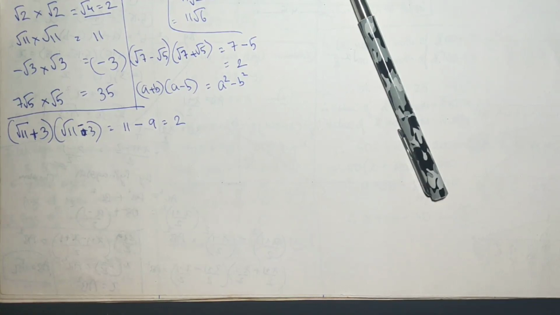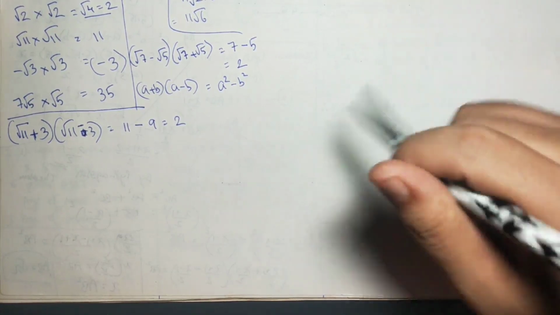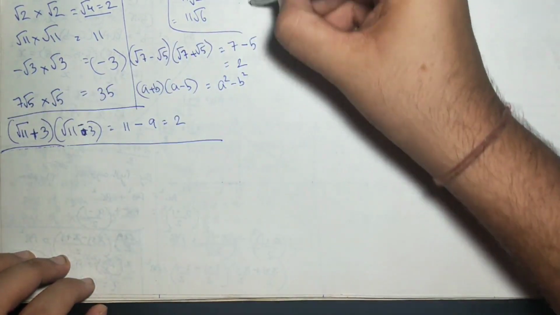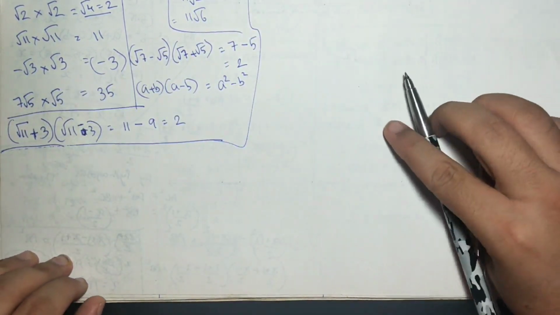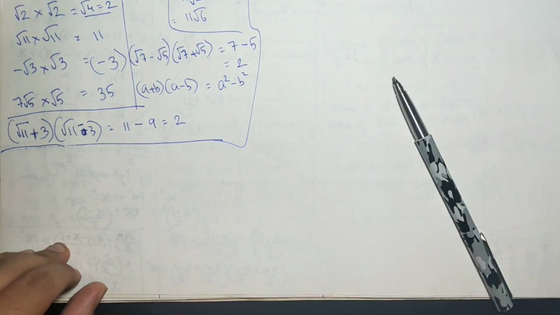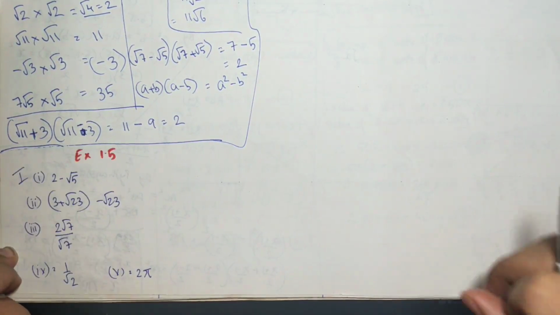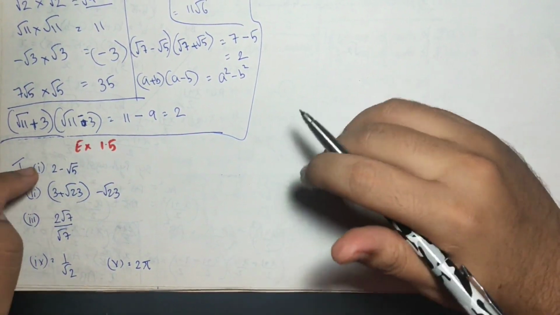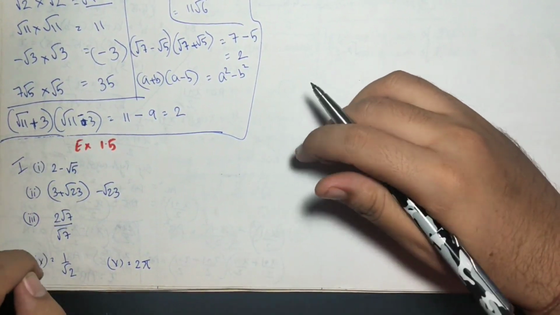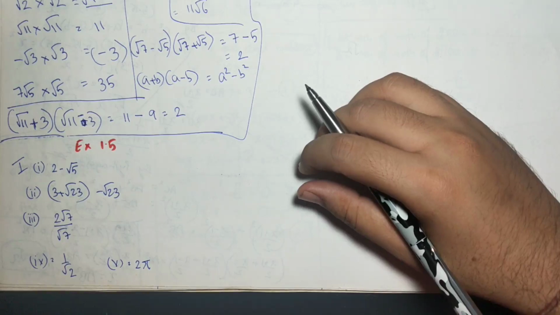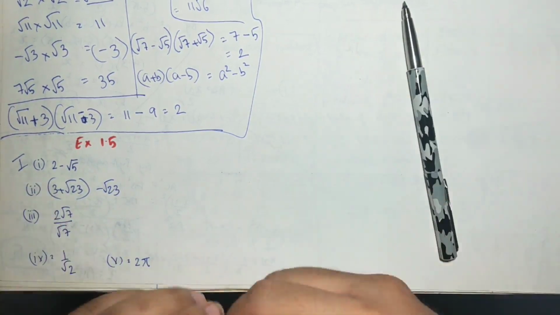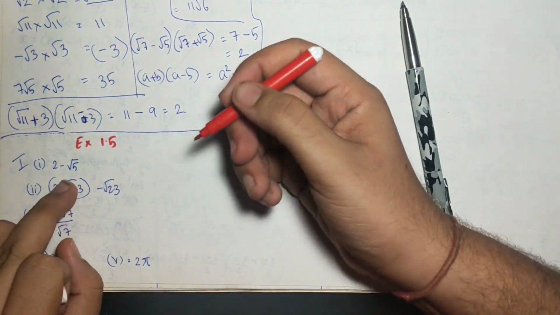I will be explaining this part using textbook sums only. So let us start with exercise number 1.5, and we'll go further with that only. This is the first question of exercise 1.5. They have given us some numbers and we have to classify whether they are rational or irrational. I will be writing R for rational and I for irrational.